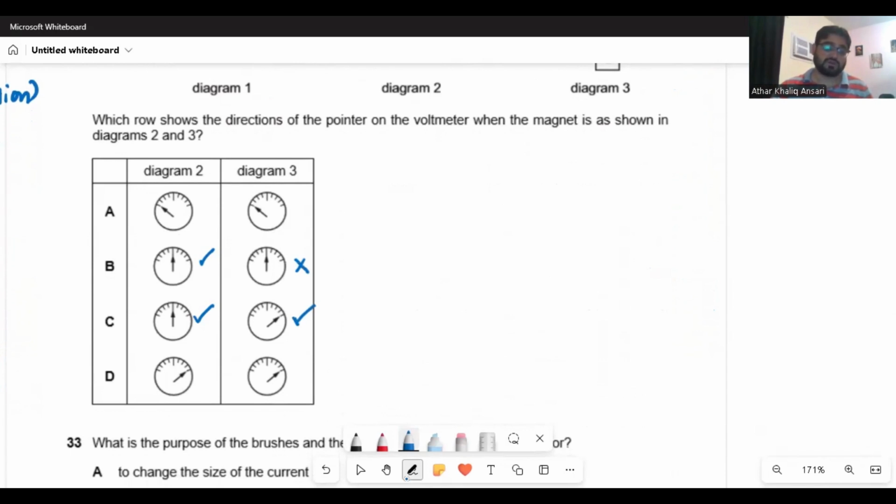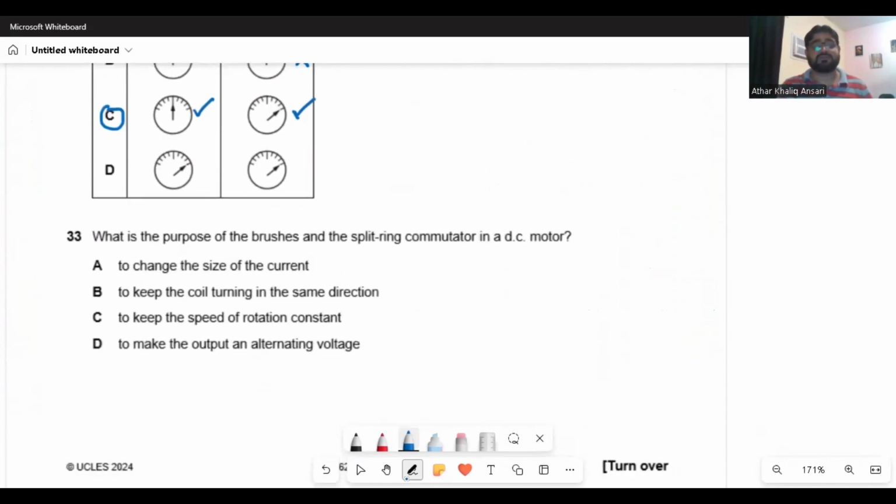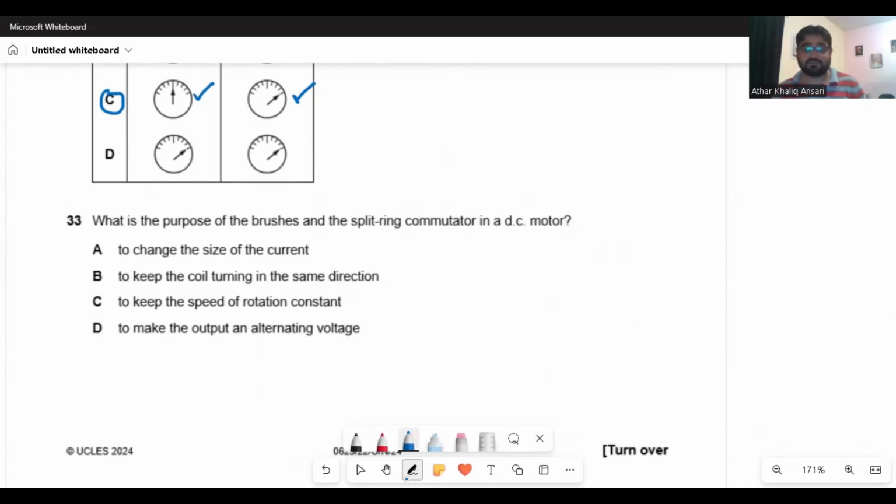So our correct option here is option C. What is the purpose of the brushes and split ring commutators in a DC motor? A DC motor works on Faraday's law of electromagnetic induction: when current passes through a coil, it starts rotating. It is the opposite of the DC generator. In a generator, we provide motion, so it produces current. In a motor, we provide the current to rotate it.